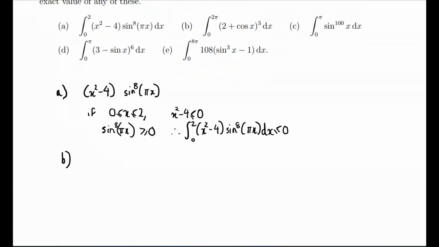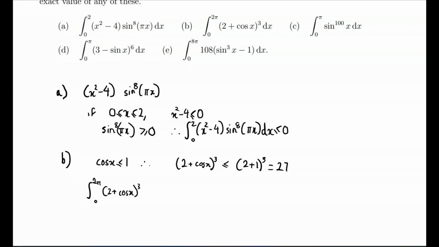Then if we consider option B, in the range from 0 to 2 pi, cos x is going to be less than or equal to 1. So the maximum value that 2 plus cos x cubed can take is when cos x is 1, so 2 plus 1 cubed, which is 27. This means the integral of the function from 2 pi to 0, if the maximum it takes is 27, has to be less than or equal to 27 times the range that we're integrating through, which is 2 pi. So it has to be less than or equal to 54 pi.